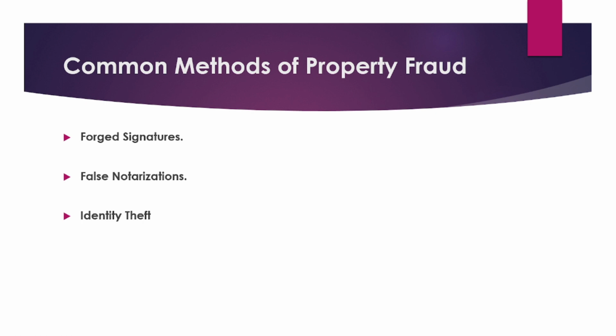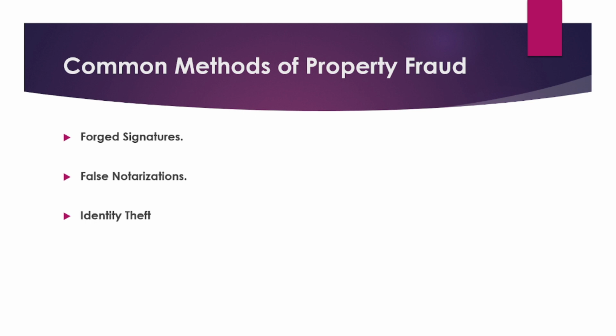Now, let's delve into some common methods that fraudsters use to perpetrate property fraud. First method we will discuss is the forging of signatures. In this scheme, criminals falsify property owner's signature on deeds and related documents, making it appear as though the owner is willingly transferring the property. False notarizations are another prevalent method. Fraudulent individuals may use fake notary seals and signatures to create the illusion of authenticity in property documents.